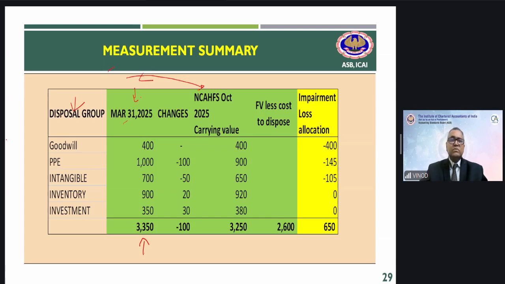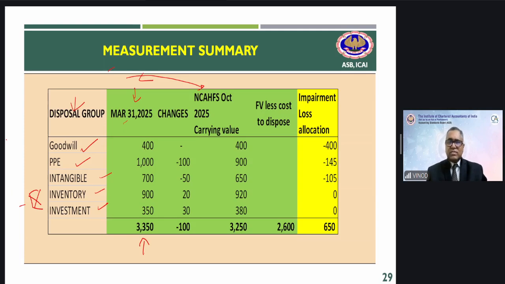So in March, so many assets are there which I am going to sell. Goodwill, PPE, intangible, inventory, investments. Now, if you look at it, inventory and investments are not non-current assets. These are financial assets and one is an inventory. But it is part of a disposal group. So you have non-current assets as well as current assets all bunched together, which I am planning to sell.